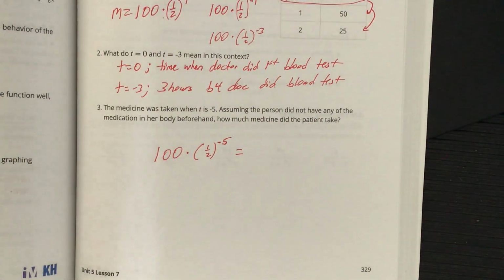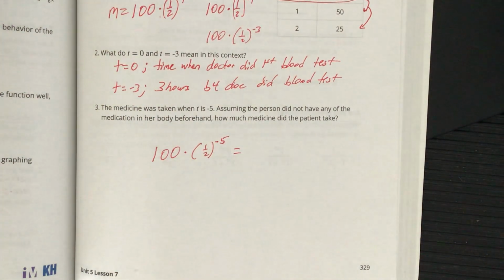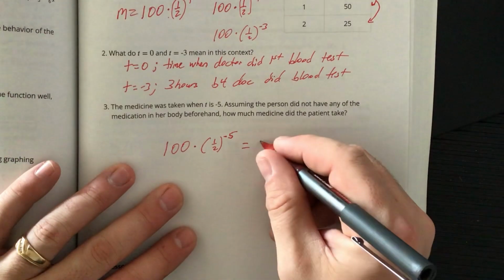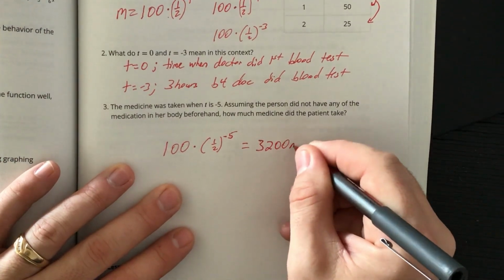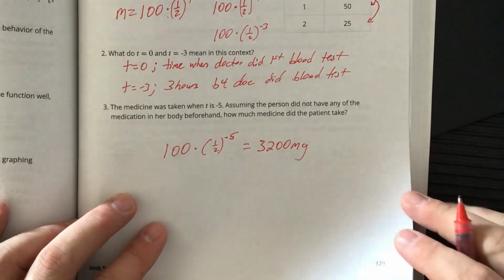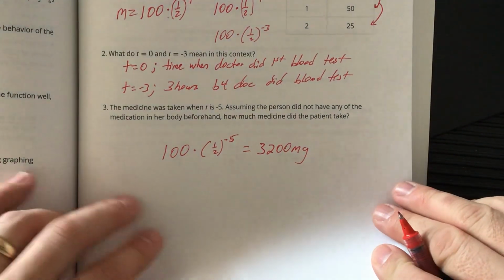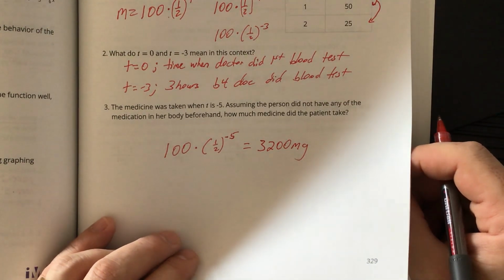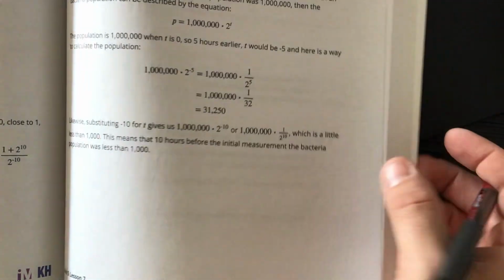How many milligrams did she have in the system? 3,200. 3,200 milligrams. Quite a lot. That is a lot. Plot the points.